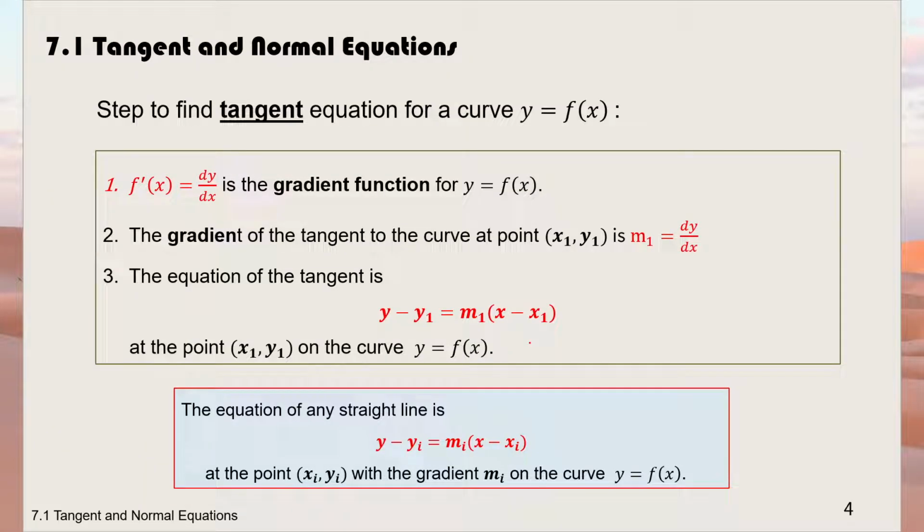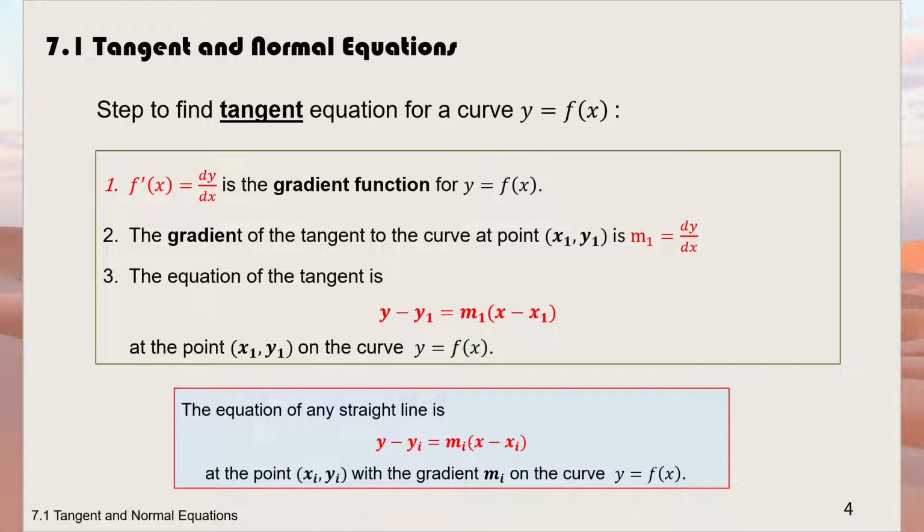Over here, how do we find the tangent equation? First of all, what is a tangent? A tangent, excuse me, is just a straight line. So for any straight line, we are going to use the formula y minus y1. What is our y1? y1 is the y coordinate, and x1 is the x coordinate. So y minus y1 equals the slope of that particular straight line times x minus x1.